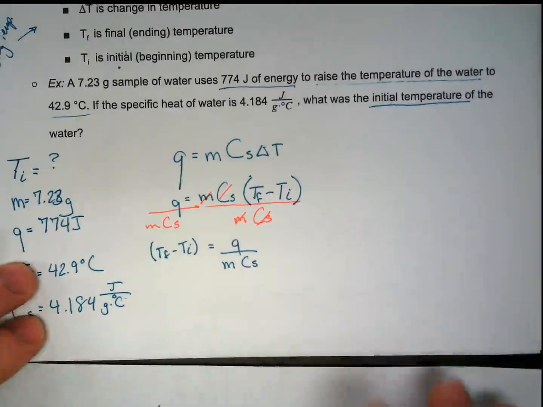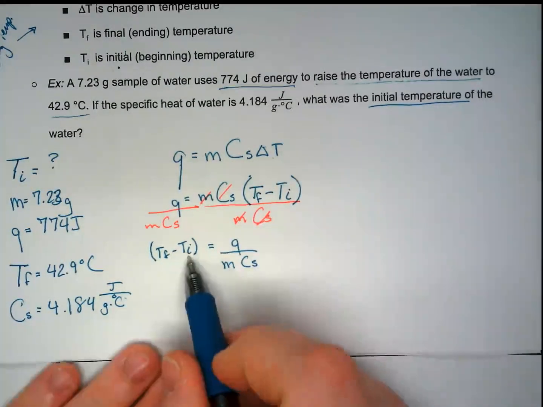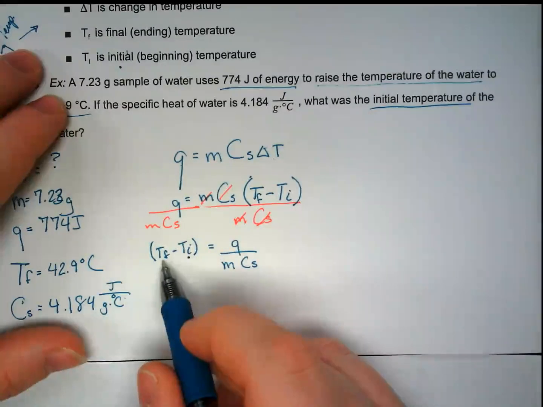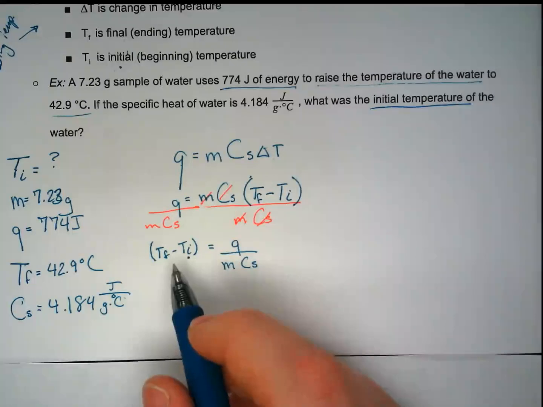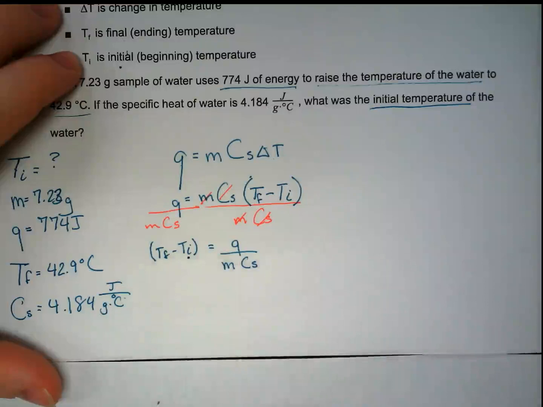Just noticing that if I put this here, the glare isn't so bad. Okay, so here's what I've got. Now I've got to get initial temperature all by itself. Well, it's a positive. We have a positive final temperature minus a positive initial temperature.